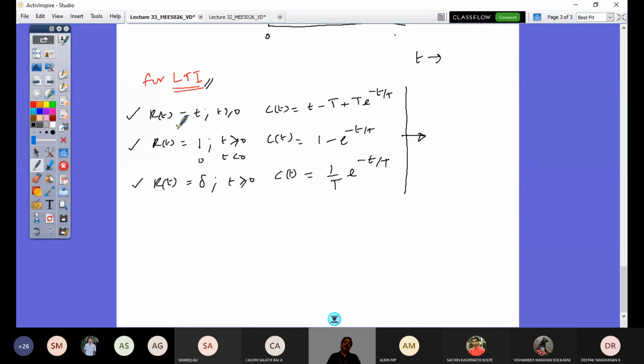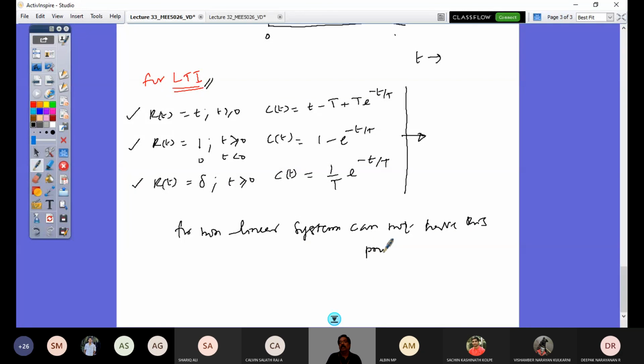If I do one test, I could get the corresponding responses for the remaining two tests without conducting them, and that's only applicable for an LTI system. So this is what you should understand: for a non-linear system, this relationship will not hold good. A non-linear system cannot have this property. So what is this property?